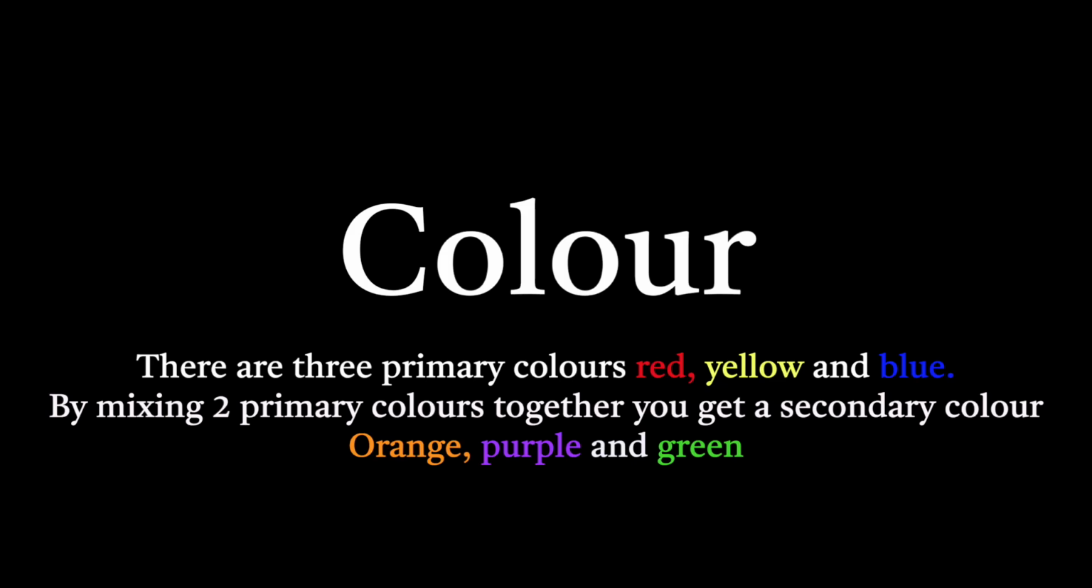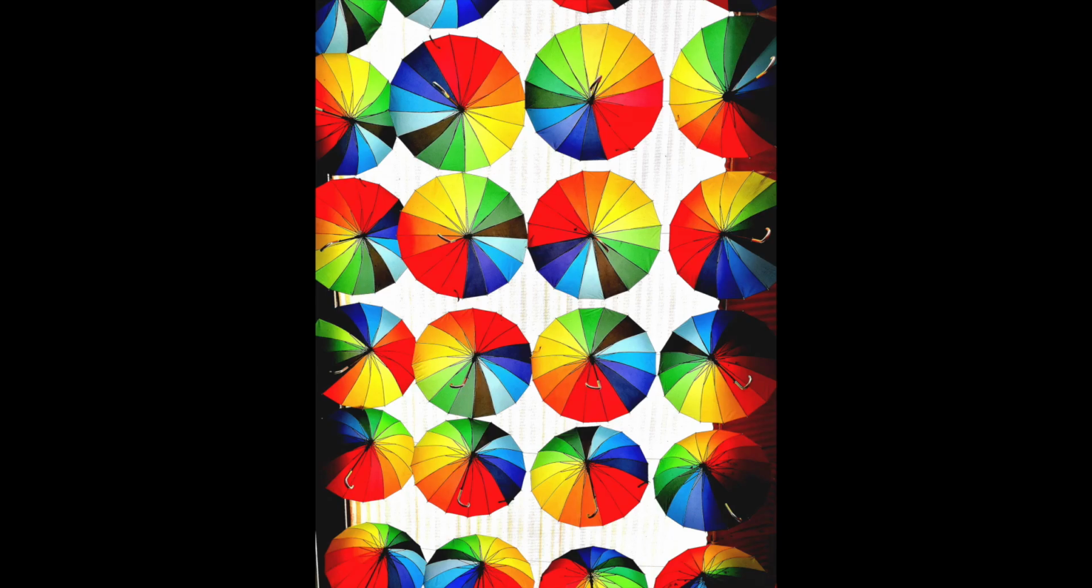There are 3 primary colours, red, yellow and blue. By mixing 2 primary colours together, you get a secondary colour, orange, purple and green. If you are going to create a piece of artwork, including photography, using colour, it helps to have an understanding of colour and the different colour groups.